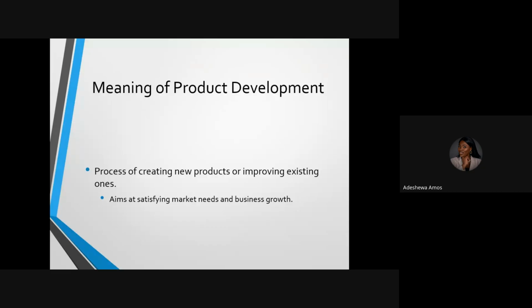Then we move to product development. So when we say product development, it's a process of creating new products or improving existing ones.